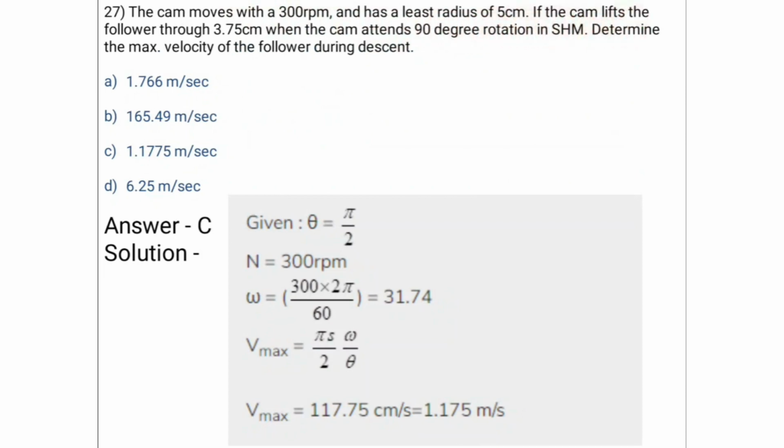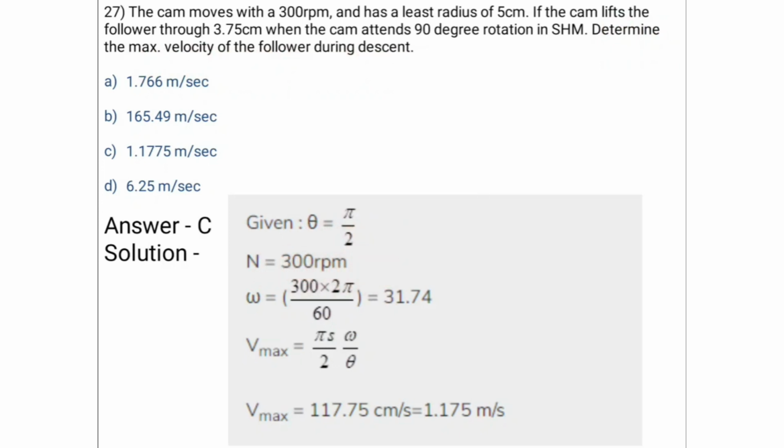The cam moves with 300 rpm and has the least radius of 5 cm. If the cam lifts the follower through 3.75 cm when the cam attains 90 degrees of rotation in simple harmonic motion, determine the maximum velocity of the follower during descent. So they ask the maximum velocity of the follower during descent. The question is from cam and follower. And the angle of descent is given as theta equal to pi by 2, rotational speed 300 rpm.